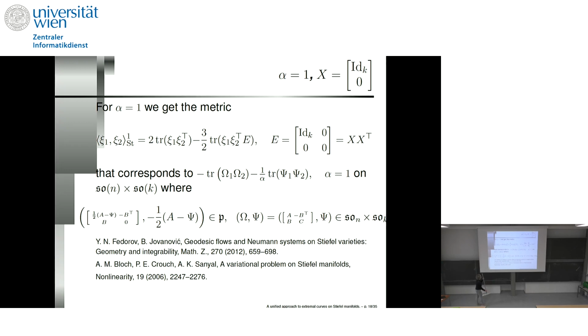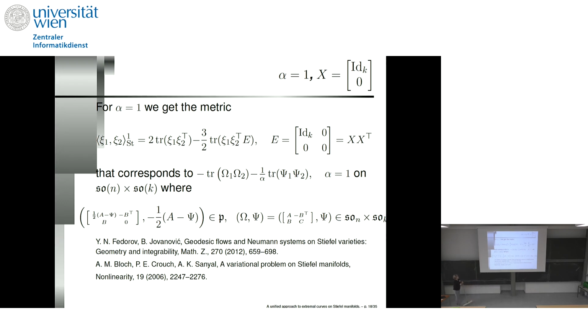I remind you that A, B, and C were defined here. If we write the elements from the Lie algebra in this form, then the elements of the horizontal complement to the kernel look like this, and this defines the left invariant translation.